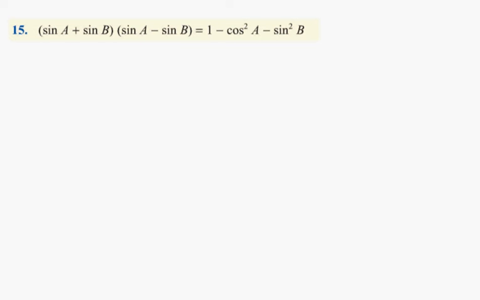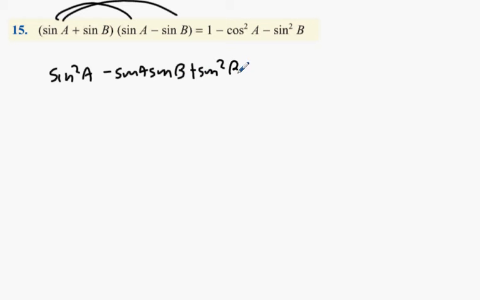Look at this. First thing I'm going to do is multiply it out. If I multiply it out, I can have a better idea what I might get away with. Sine squared A minus sine A sine B plus sine B sine squared B. I'm only doing the left hand side, not the right hand side. That's it so far.